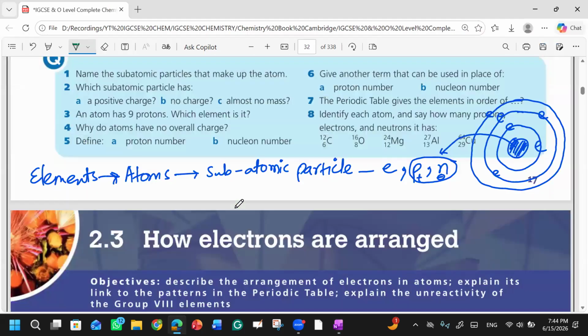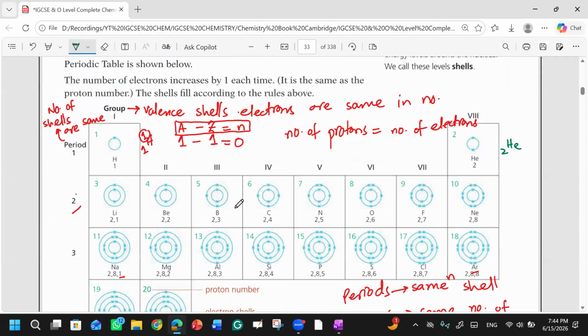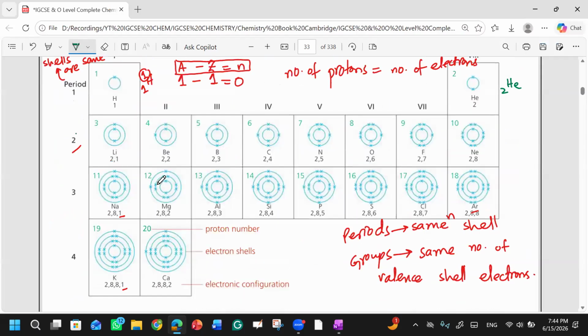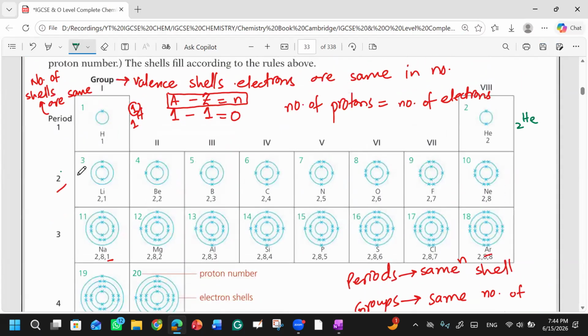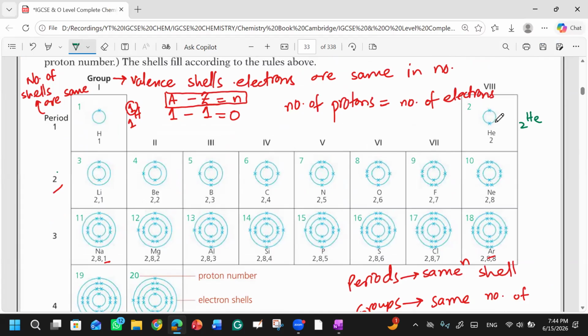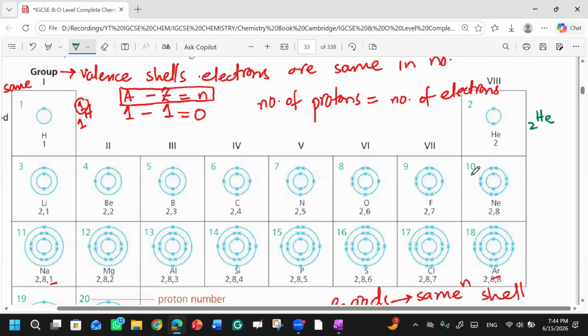Now they have mentioned this over here. What I was telling you about these: you see, this is after hydrogen. In period one, you have helium, and in helium there are two protons and two neutrons. So what will be the mass number?